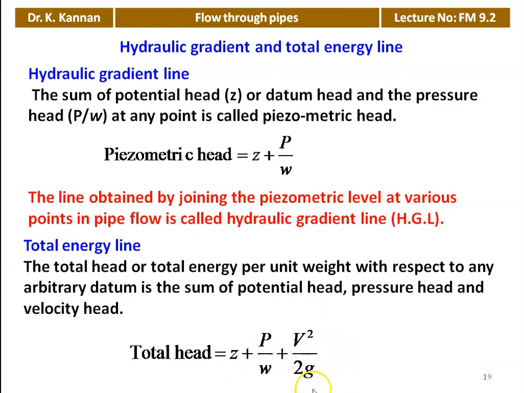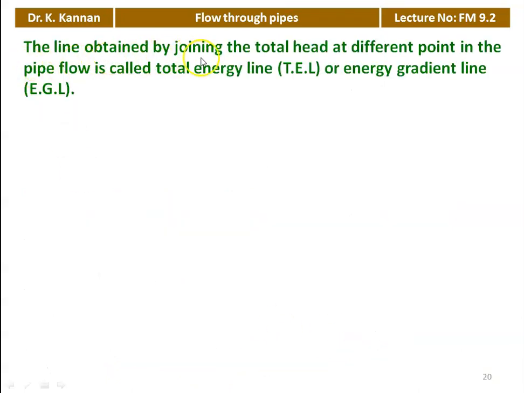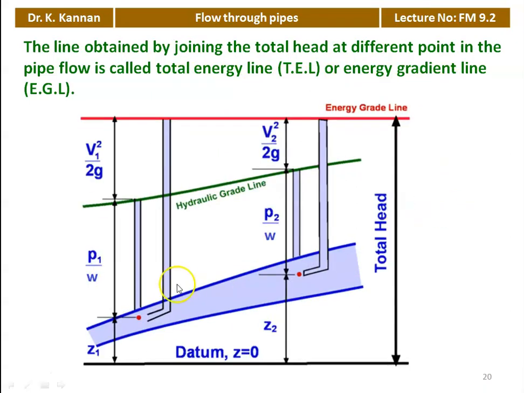V square by 2g is the velocity head, P by W is the pressure head, and Z is the datum head or the potential head. This is from Bernoulli's equation. Now, the line obtained by joining the total head at different points in the pipe flow is called the total energy line, TEL, or energy gradient line, EGL. So, this is the plot of the energy gradient line and hydraulic gradient line in flow through a pipeline, an inclined pipe system. We take the datum Z equal to 0.